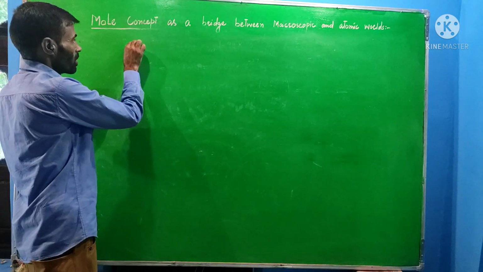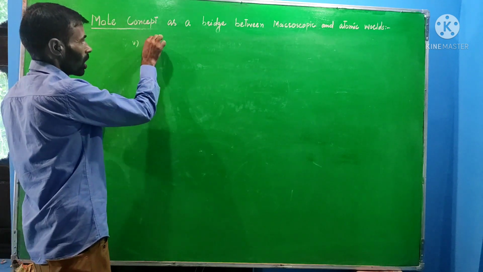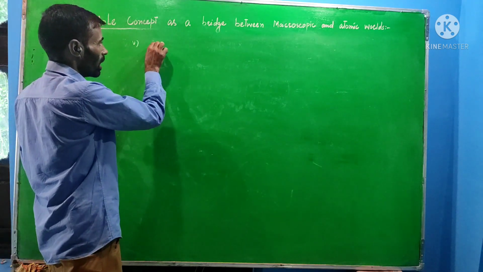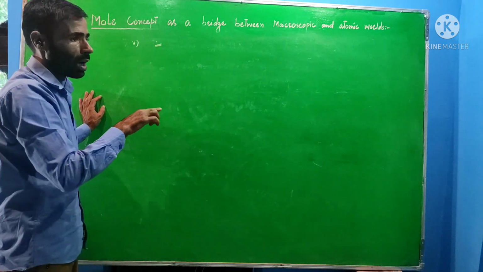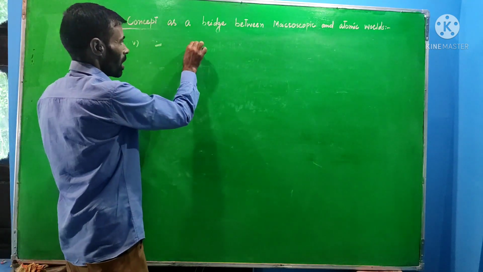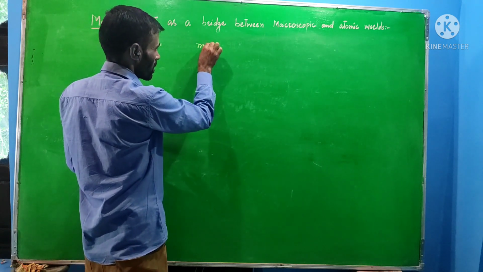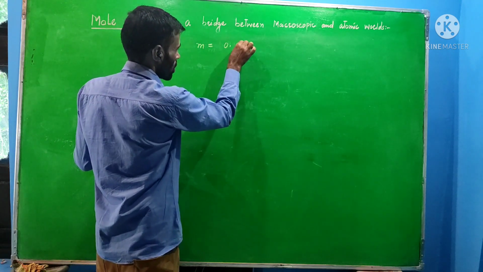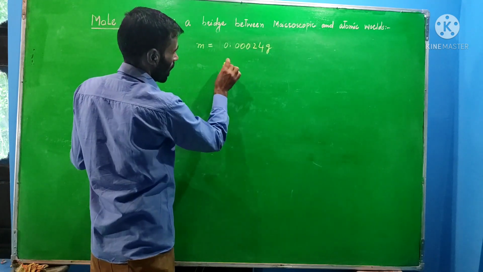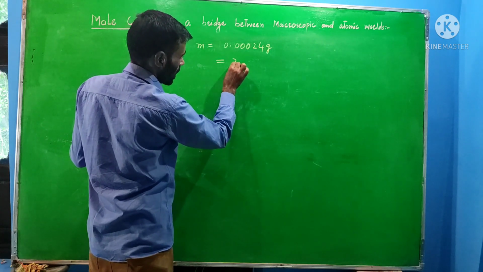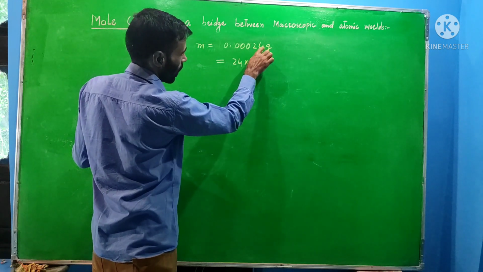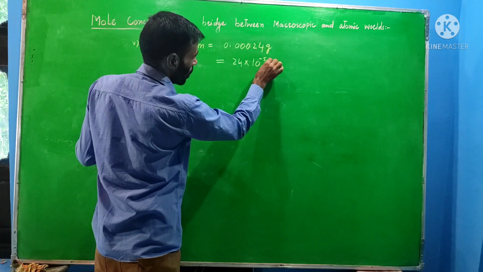Let us take the example of number of carbon atoms in a sharp pencil dot. If we have a good analytical balance that is capable of measuring the mass of this sharp pencil dot, suppose the mass of this sharp pencil dot is equal to 0.00024 gram, which I will write in this way: 24 into 10 raised to the power minus 5 gram.